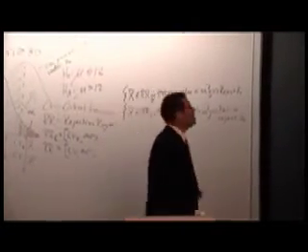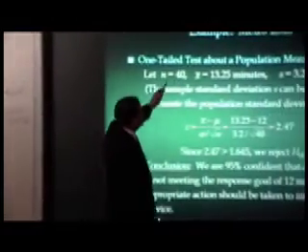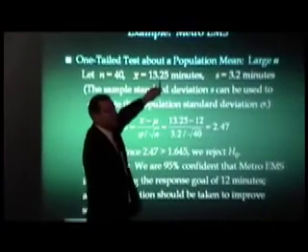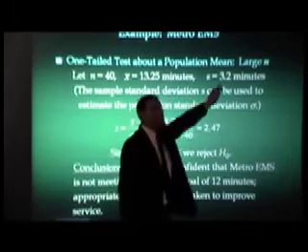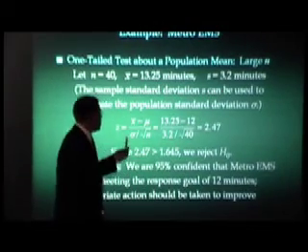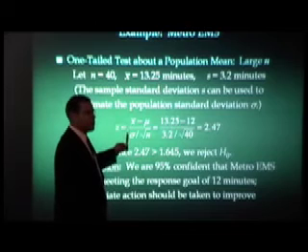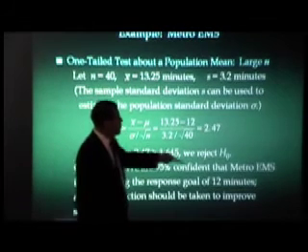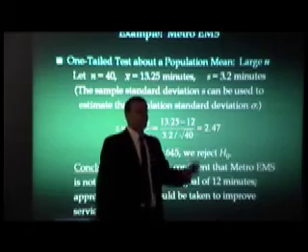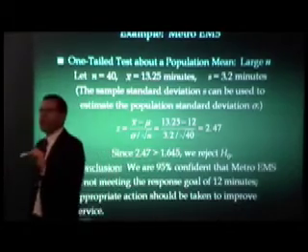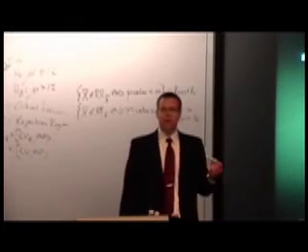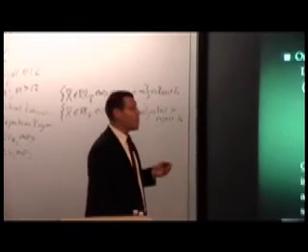When we do collect data, from 40 observations, we find a mean of 13.25 minutes and a standard deviation estimated to be 3.2 minutes. So plug that into our standardized test statistic formula, or z-value, and you end up with 2.47 standard deviations of x bar above the mean. And you know from the empirical rule and elsewhere that 2.47 is quite a bit.